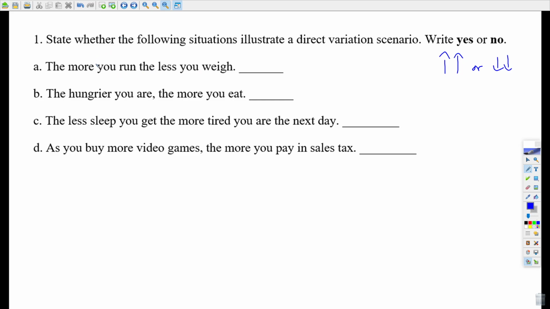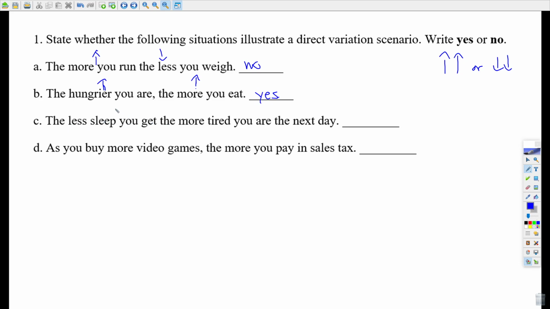So if you run more, you might lose some weight, so your weight will go down. So is that direct variation? No, it's not. All right. The hungrier you are, the more you eat. So if you're more hungry, it's increased hunger. The more you eat. All right. So that would both be going up. You're really hungry. You're going to eat more. So that would be direct. So yes.